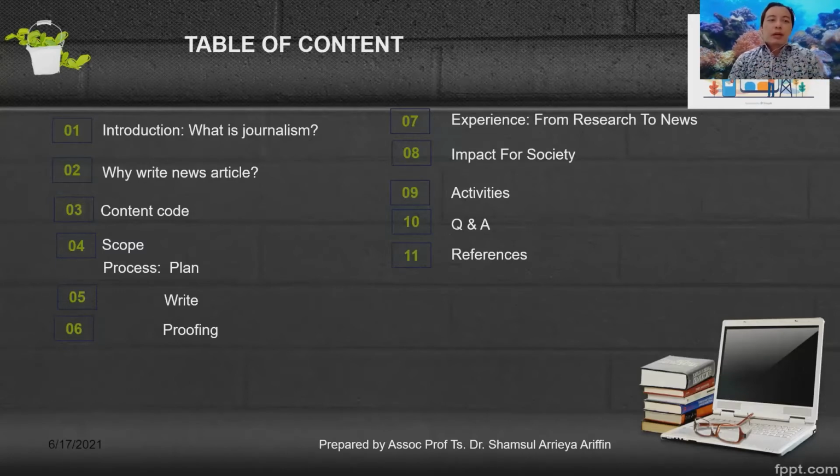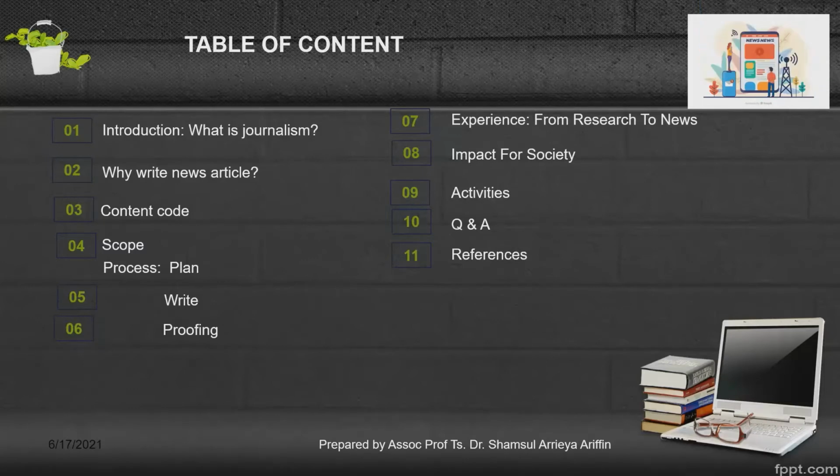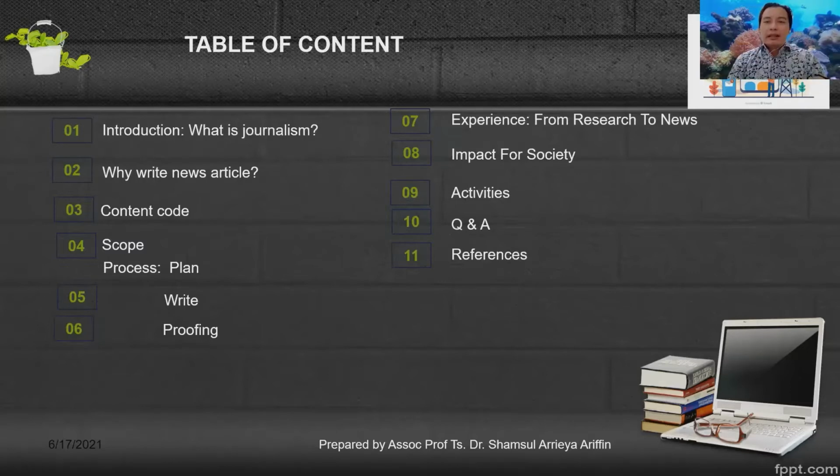or framework. Yeah. So over here, first of all, I will introduce you to what is journalism. Because the area of writing articles is related with journalism. So basically we need to know a bit of the background of journalism. So secondly, why you need to write a news article.